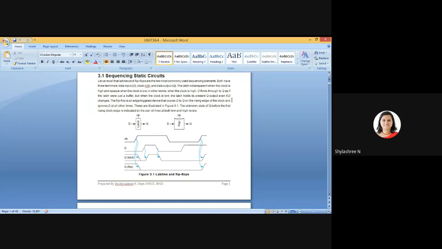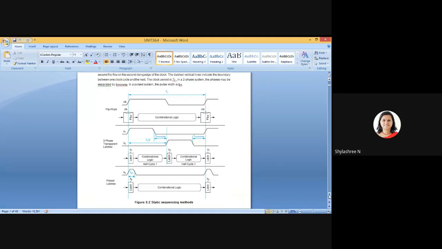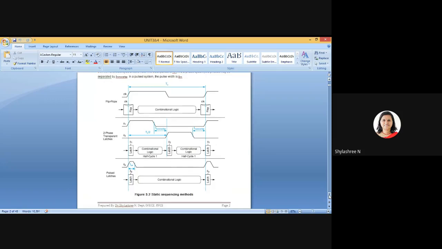Okay. So the next topic is called sequencing methods. There are three different sequencing methods. You can see this circuit diagram. So what are these? The first one is called the flip-flop based method. The second one is called the two-phase transparent latch method. The third one is called the pulsed latches method. The sequencing static circuits are widely used methods: the flip-flop based method, the two-phase transparent latch method, and the pulsed latch method.